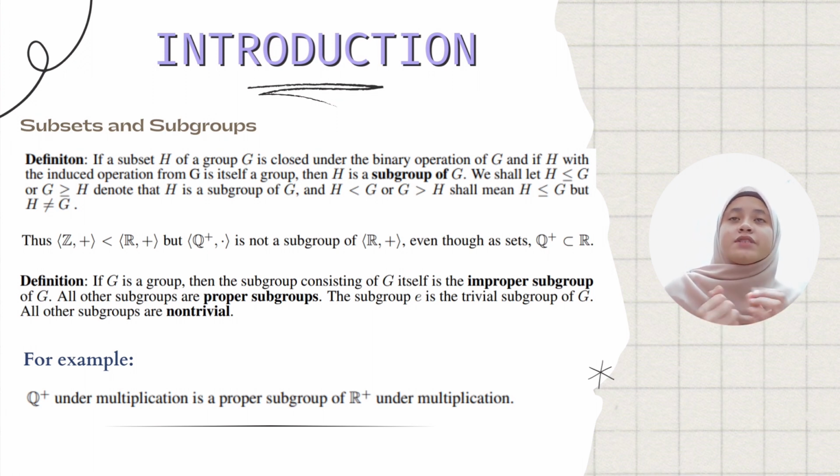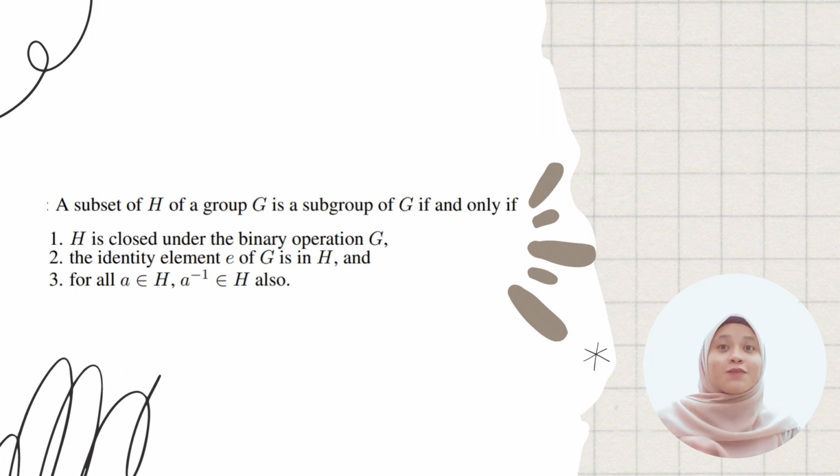Next definition, if G is a group, then the subgroup consisting of G itself is the improper subgroup of G. All other subgroups are proper subgroups. Then the subgroup E is the trivial subgroup of G. All other subgroups are non-trivial. For example, positive rational numbers under multiplication are a proper subgroup of positive real numbers under multiplication. A subset will become a subgroup if it satisfies three conditions. The subset H of a group G is a subgroup of G if and only if, first, H is closed under the binary operation, second, the identity element of G is in H, and last, for all a in H, a inverse is also in H.